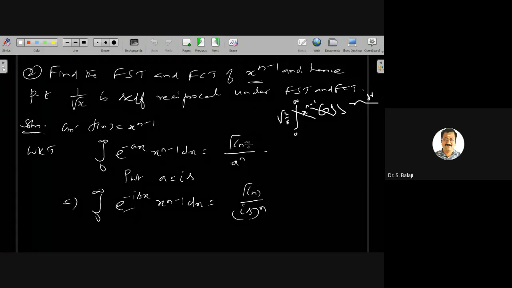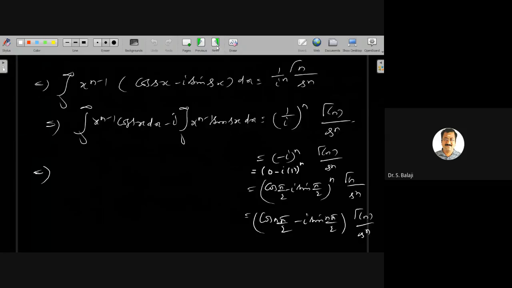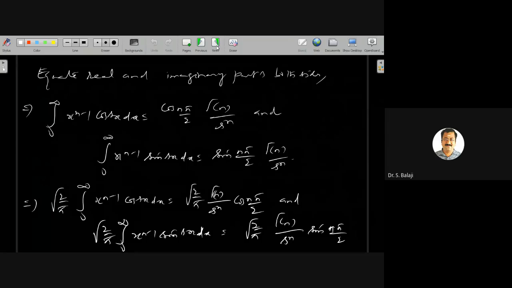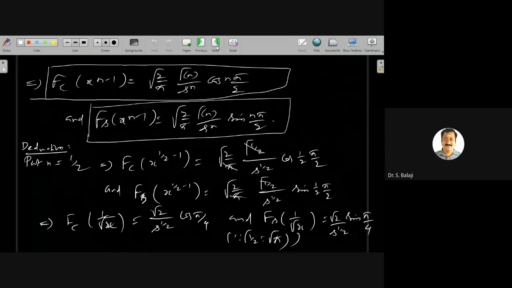Obviously, gamma n is n minus 1 factorial. If you differentiate n minus 1 times, you get n minus 1 x power n minus 2, then n minus 2 x power n minus 3, and it moves like that. Finally it ends with 3, 2, 1, giving n minus 1 factorial. So gamma n is n minus 1 factorial.